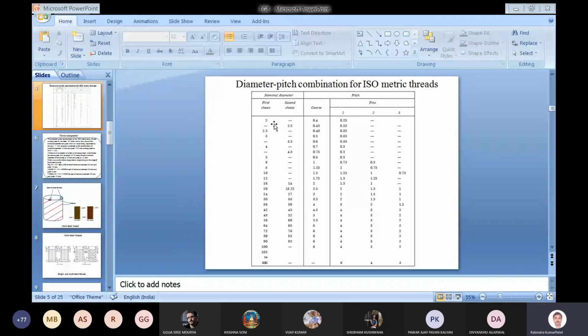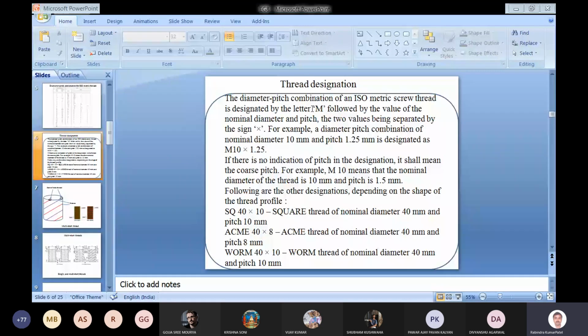So here there are nominal diameters shown, and corresponding to the nominal diameter there are pitches shown here: coarse pitch and fine pitch. The coarse pitch is not shown in the designation, but fine pitch is shown in the designation. We will learn about that designation, how a thread can be designated. Like here, thread designation is there.